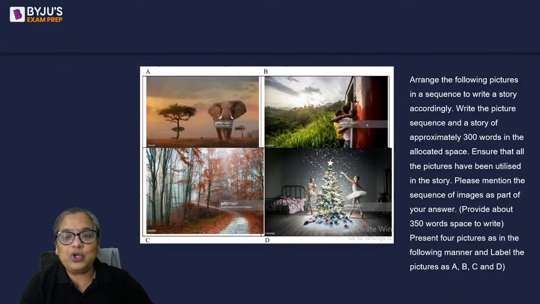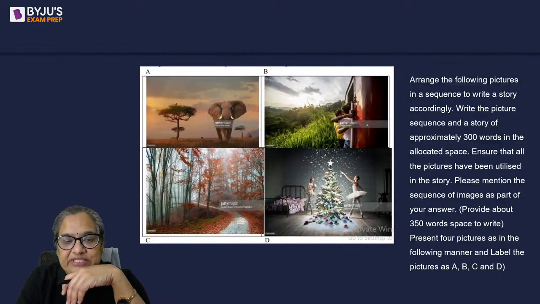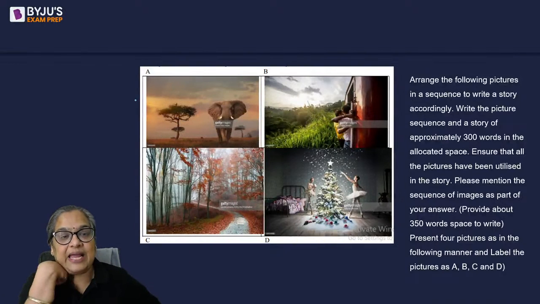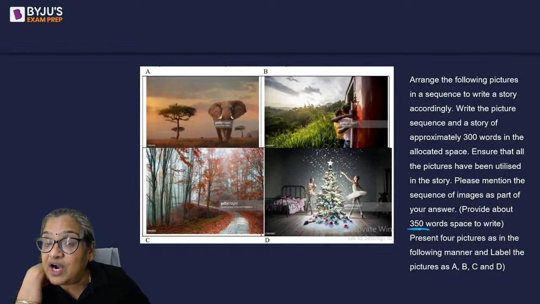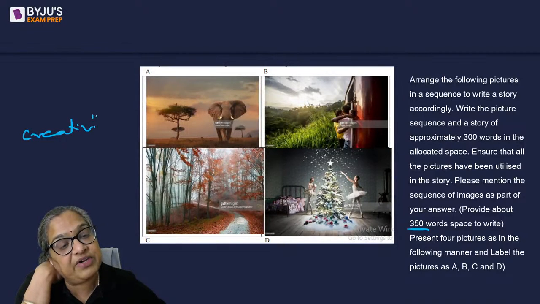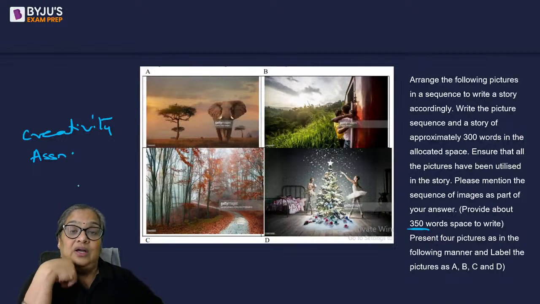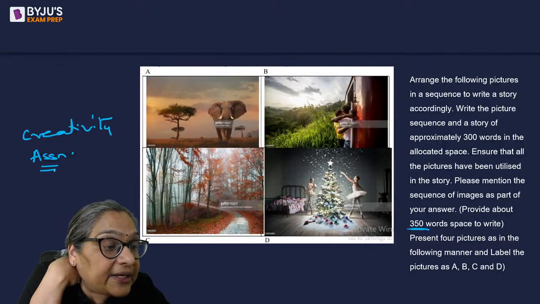Now, this is last year's sample paper. They gave 4 points, right? So first, like para jumbles, you have to write a 350 word story. Now this is testing your creativity. This is testing your ability to associate.